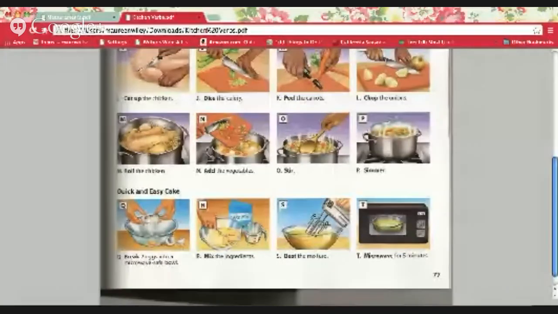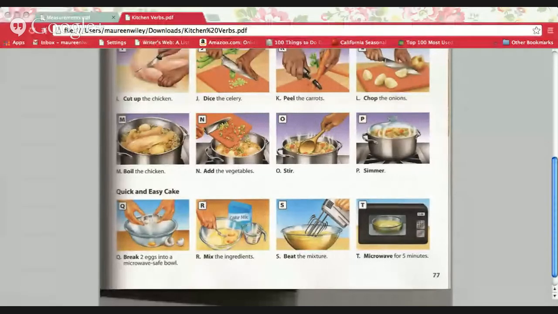Can we maybe have our new student, Alejandra, could you read letter Q? Break 2 eggs in. I think you're breaking up a little bit. Can you repeat? Yeah, break. You hear me? Yes. Break 2 eggs into a microwave-safe bowl.